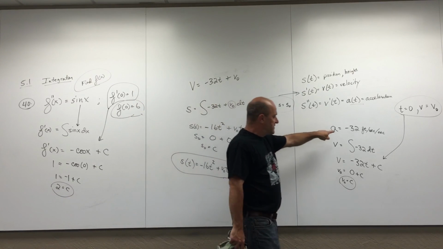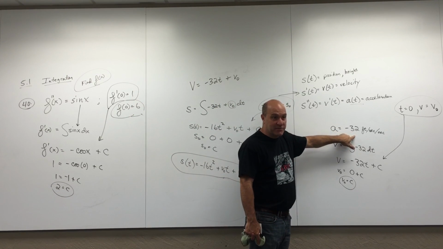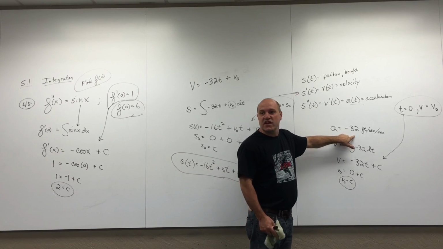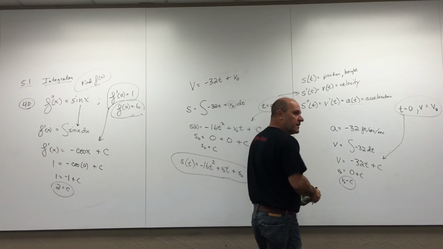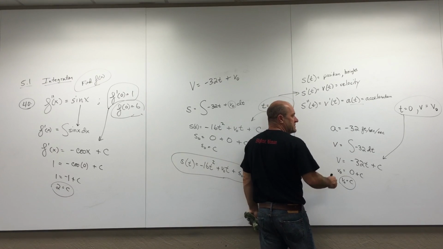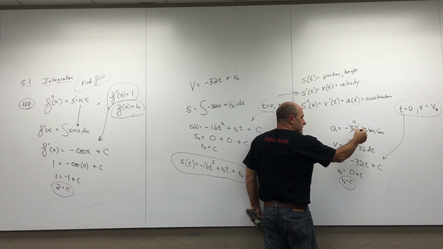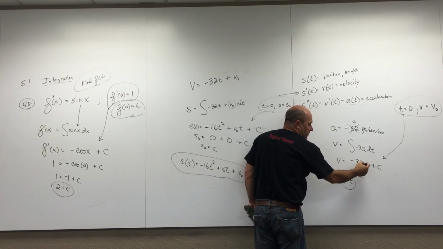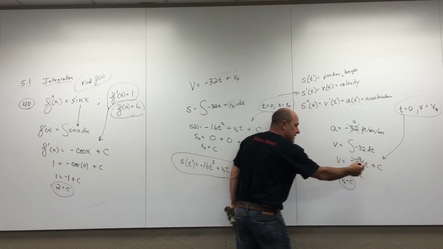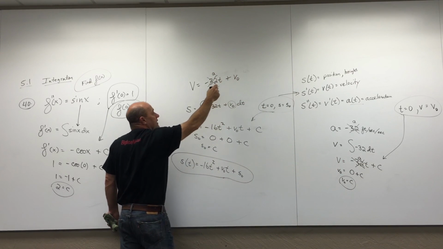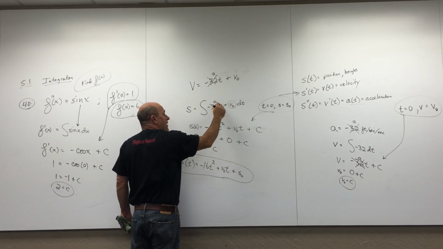I did it for this specific A because I was specifically on Earth, okay? Listen, what if I did this for some unknown A? This bothers students sometimes, but watch this. If this wasn't specific, if this was just an A, how would it show up here? What would this be? It would be an A, right? AT plus C. Hang on. So this would be an A. AT plus V naught. This would be an A. But now A is just a number.